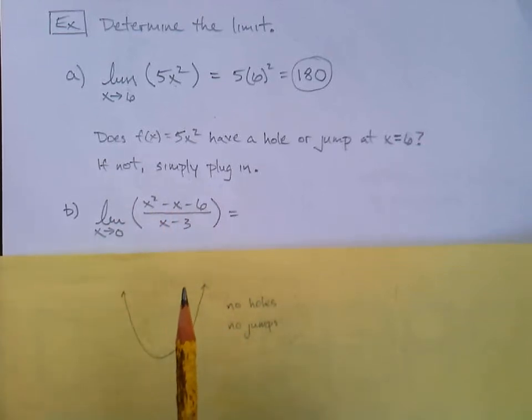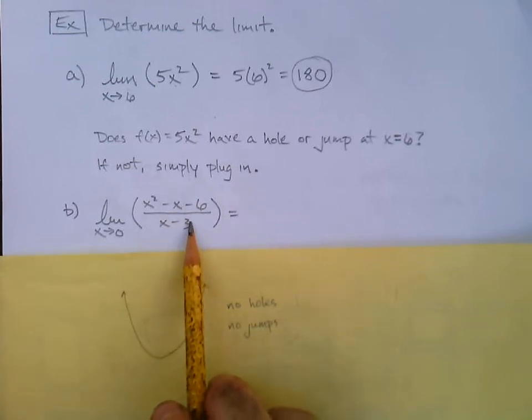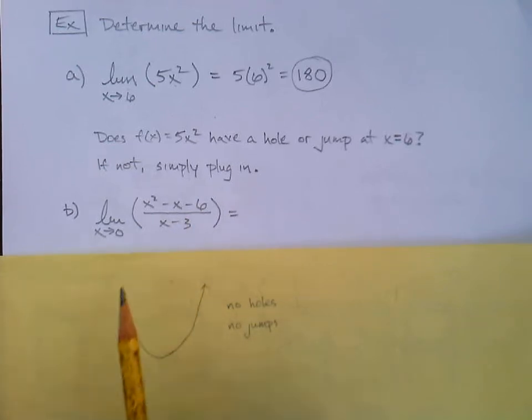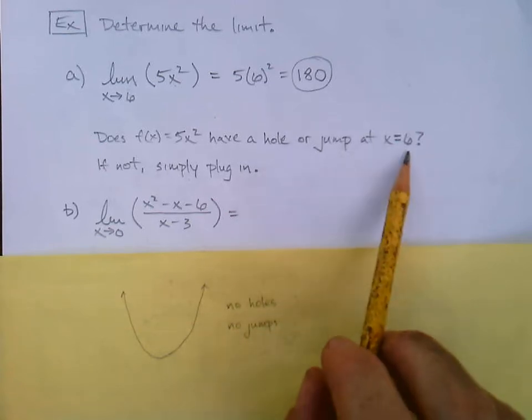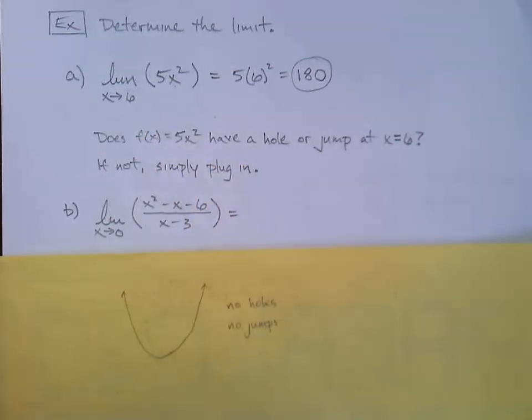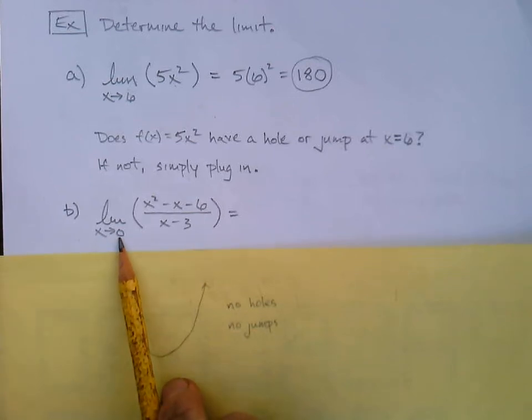And you might think, does it have holes or jumps? I don't know. Now I'm dividing by x minus 3, and so there is going to be something kind of funny going on. But specifically, is there a hole or a jump at the x value in question? Is there a problem at 0? X equals 0.